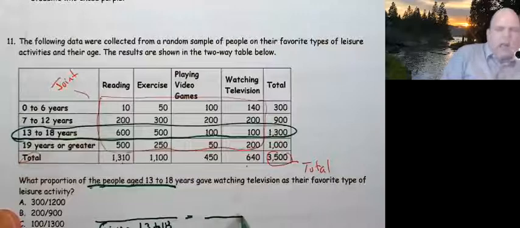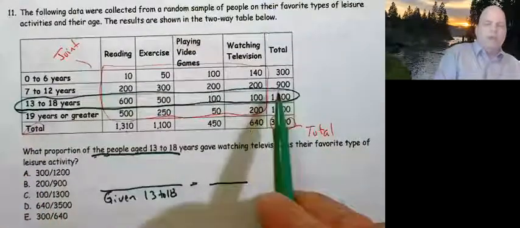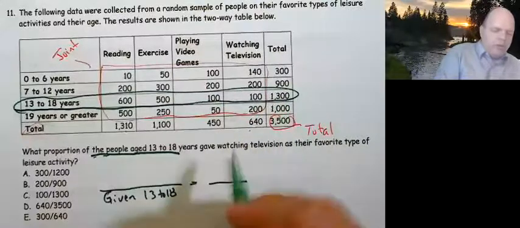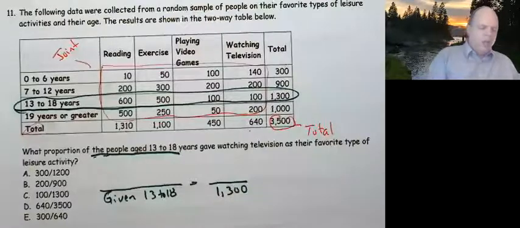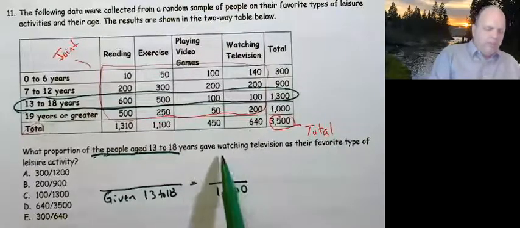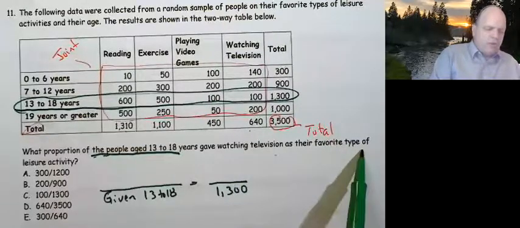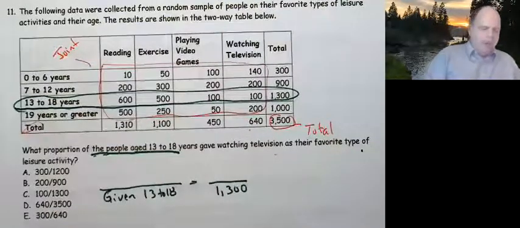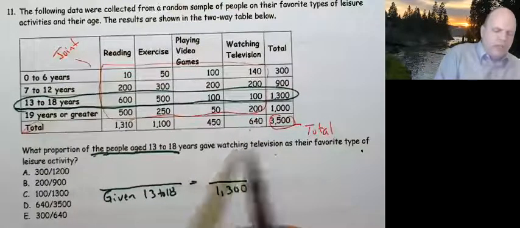And I'll scoot this up just a little bit so you can see it. For 13 to 18, we know that there's 1,300 of them in that age group. Gave watching television as their favorite type of leisure. So now we want to know, they chose TV. Of the 1,300, what chose TV?